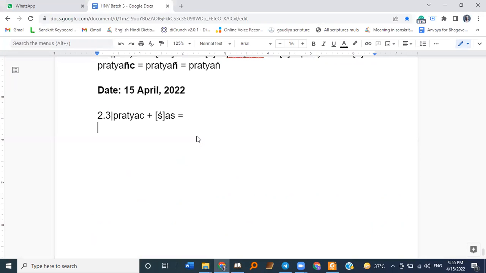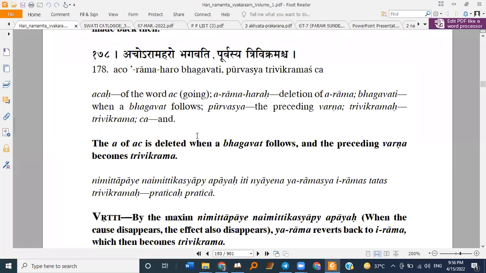Okay, before doing this, we should remember how we made Pratyach. So it was Prati Yukta Anchu Dhatu. And this now got deleted by some rule. And then we had applied Idvayam Eva Yaha Sarveshwari, the Sandhi Sutra. According to that Sandhi Sutra, the Paranimitta was Sarveshwara. That if there is a Sarveshwara following, then the E turns into Yarama, right? So basically, the cause for E Rama to become Y Rama was the Sarveshwara following, which in this case is A Rama. So, coming back, the A of Aj is deleted when a Bhagavat follows and the preceding Varna becomes Trivikrama.